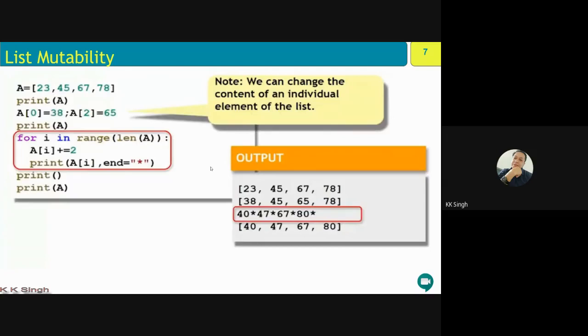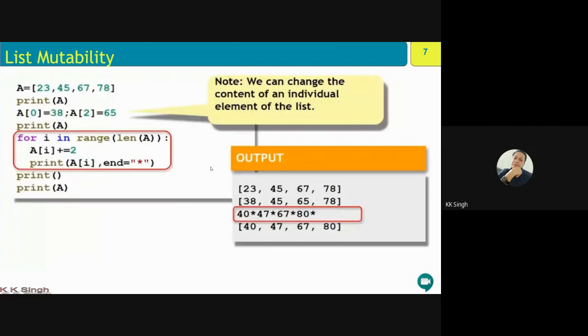Now the next index is 1. Index 1 value is 45. When 45 has addition of 2, it becomes 47. So print A[i] and asterisk will print 47 and asterisk. Similarly 67 and 80. So every time you are seeing that the value of each index is incremented by 2. This is possible in a list, but this was not possible in string and tuple as well.